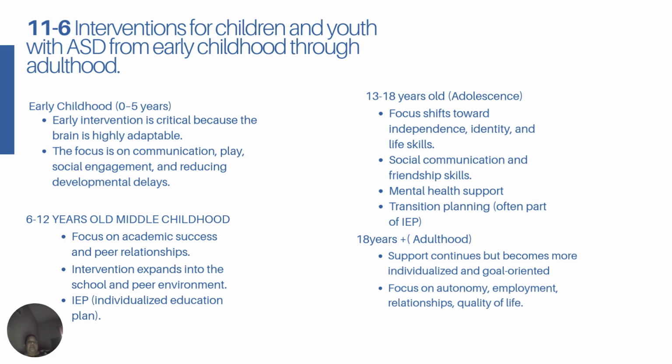11-6 Intervention for children and youth with ASD from early childhood through adulthood. So, early childhood, 0 to 5 years: early intervention is critical because the brain is highly adaptable. And the focus is on communication, play, social engagement, and reducing developmental delays. Ages 6 to 12 years old, middle childhood: the focus is on academic success and peer relationships. Intervention expands into school and peer environment. IEP, individualized education plan.